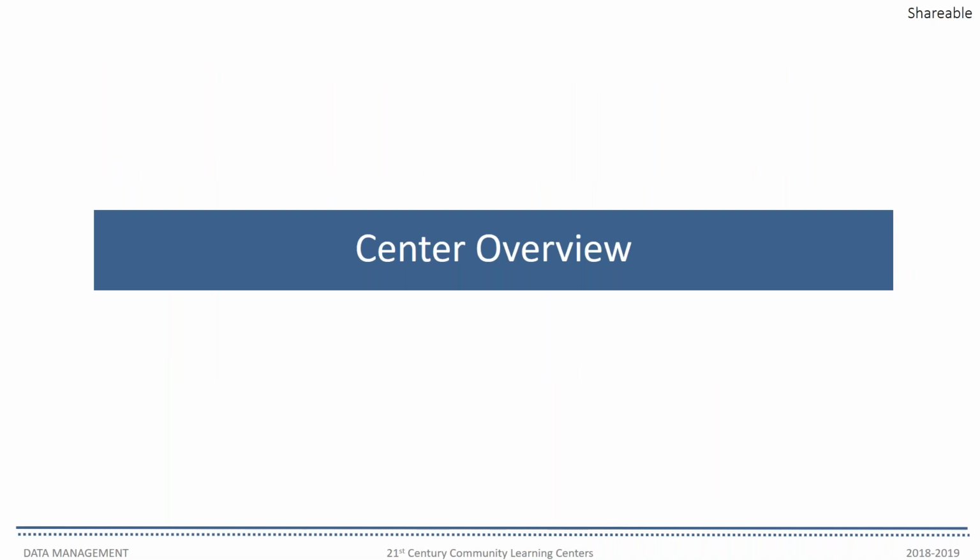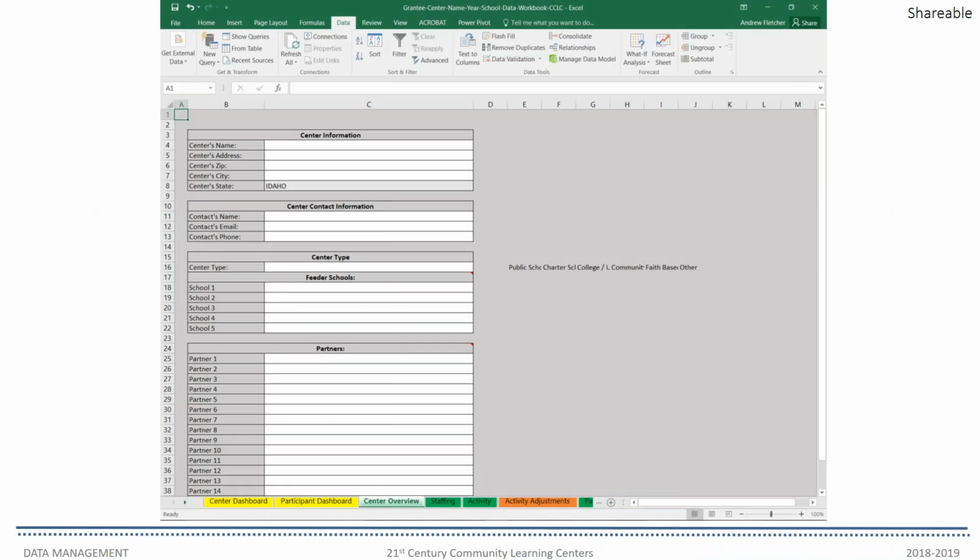Let's start with the data elements. The first is the center overview. This is just providing the basic information regarding the center, such as the center's name, address, contact information, and so forth. For center contact information, I recommend that directors use their information rather than center coordinators, building principals, or secretaries. Because in the rare case that someone from the U.S. Department of Education does decide to contact that center, then you would probably want to be the point of contact.